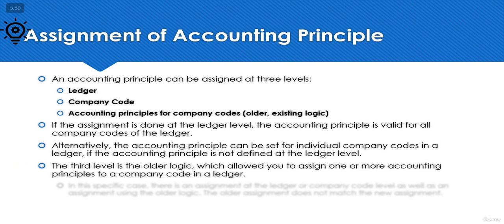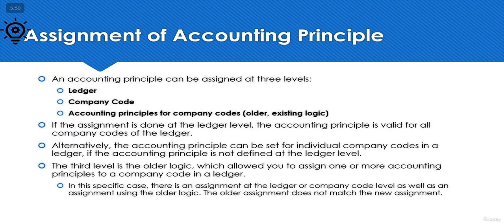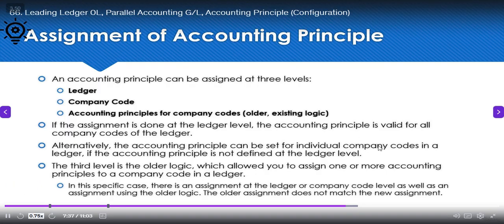The third level is the older logic, which allows you to assign one or more accounting principles to a company code in a ledger. In this specific case, there is an assignment at the ledger or company code level, as well as an assignment using the older logic. The older assignment does not match the new assignment.